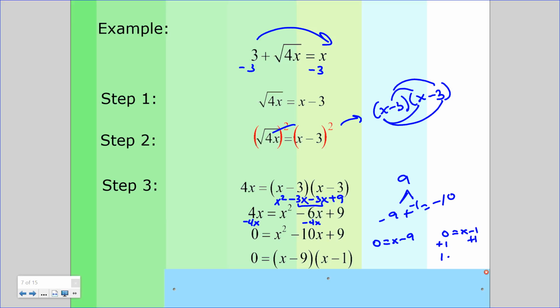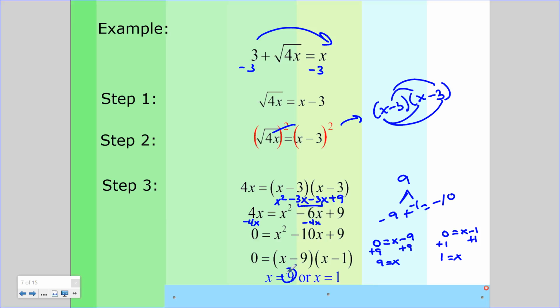So we get 1 equal to x and we get 9 equal to x. So you have to solve for x twice at the end here. So x's solutions are either 9 or 1. And at this point, you do need to check that both solutions would make sense with your answer.